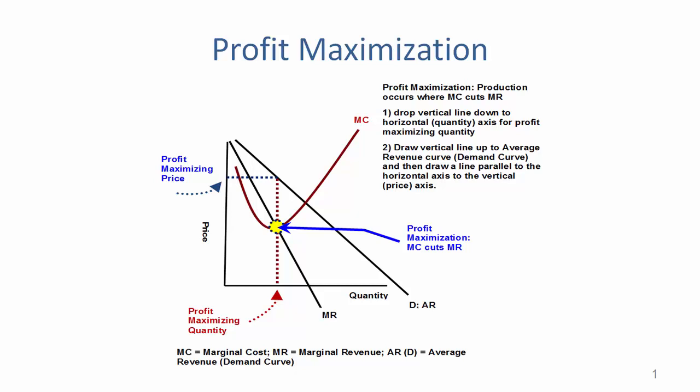cost curve. The profit maximizing point is where the marginal revenue curve crosses the marginal cost curve. It is at this profit maximizing point that we drop down to the x-axis, the horizontal axis, or the quantity axis, to determine the profit maximizing quantity to produce. Likewise, moving up from the intersection of the marginal revenue curve and marginal cost curve to the average revenue curve or demand curve, this is where the price is determined by drawing a horizontal line, again parallel to the x-axis, over to the y-axis or the vertical axis or the price axis.